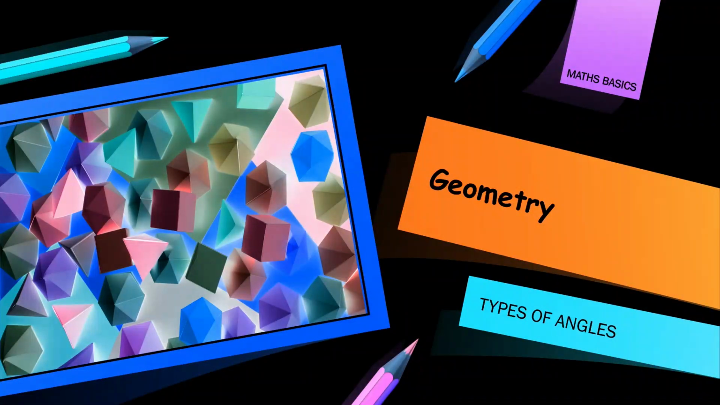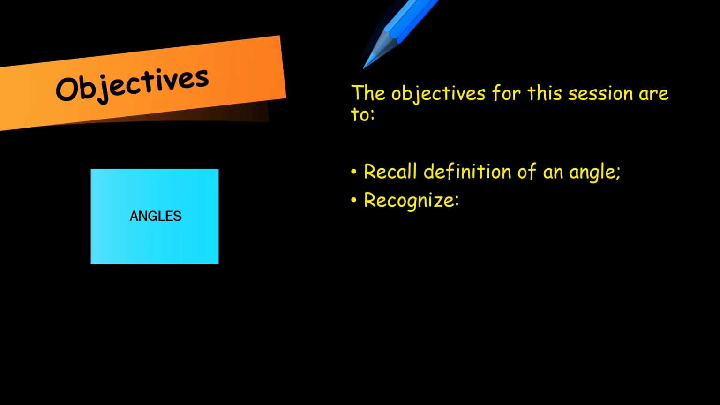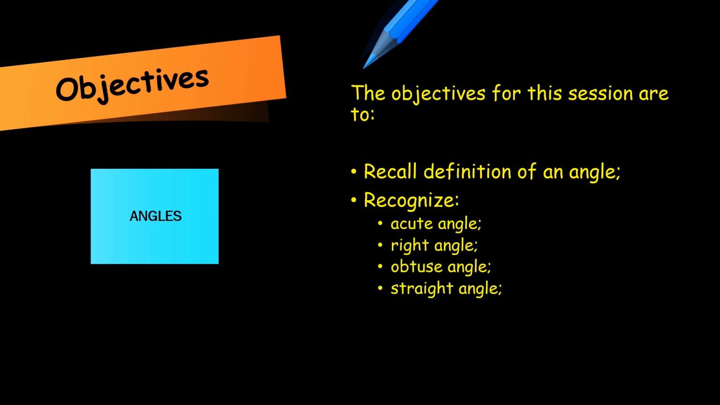Welcome to the session on geometry, types of angles. The objectives for this session are to recall the definition of an angle and recognize an acute angle, a right angle, an obtuse angle, a straight angle, and a reflex angle.